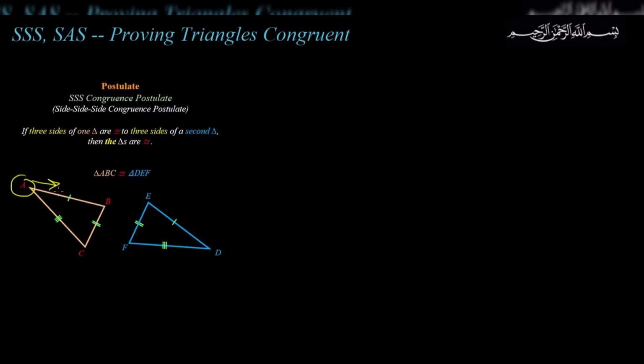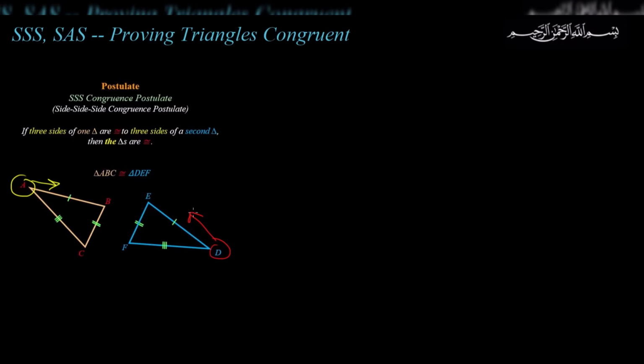You have to find which vertex corresponds to A. Well, A is between these two sides, so that's going to be D. So A corresponds with D, and you're going towards this side, which is the one tick mark side like this. So it's very important, when you're writing your congruent statement, that your starting point is correct, and the direction in which you're moving is also correct.